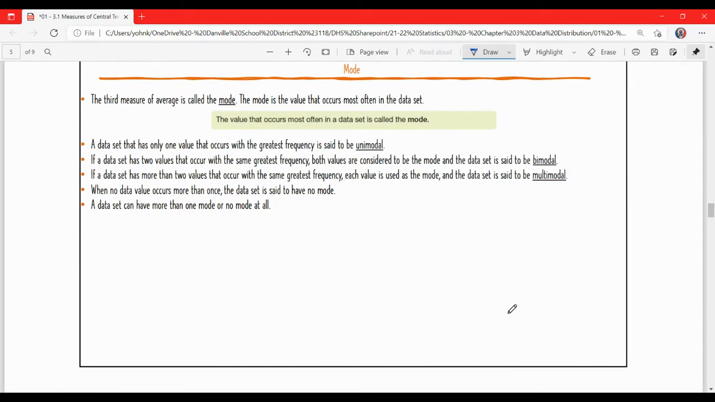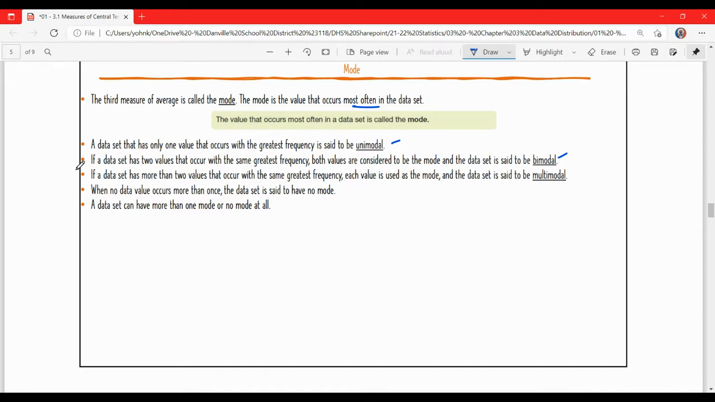Okay, the third measure of central tendency, or the third measure of averages, is called the mode. The mode's the value that occurs most often, MO, most often. It doesn't have a special abbreviation, you just write mode. Now, if a data set has only one value that occurs with the greatest frequency, it's said to be unimodal. If a data set has two values that occur with the same greatest frequency, both of those values are considered to be the mode, and the data set is said to be bimodal.